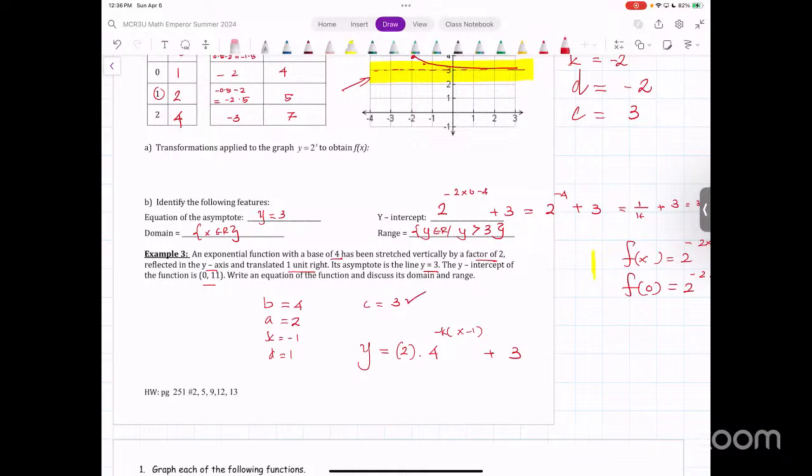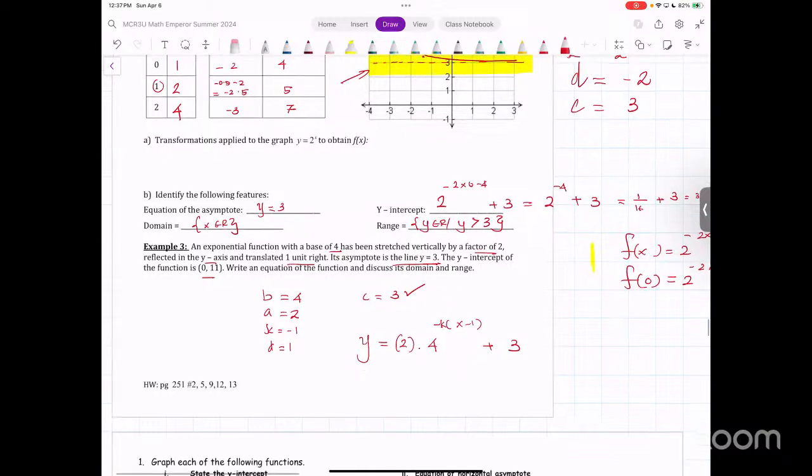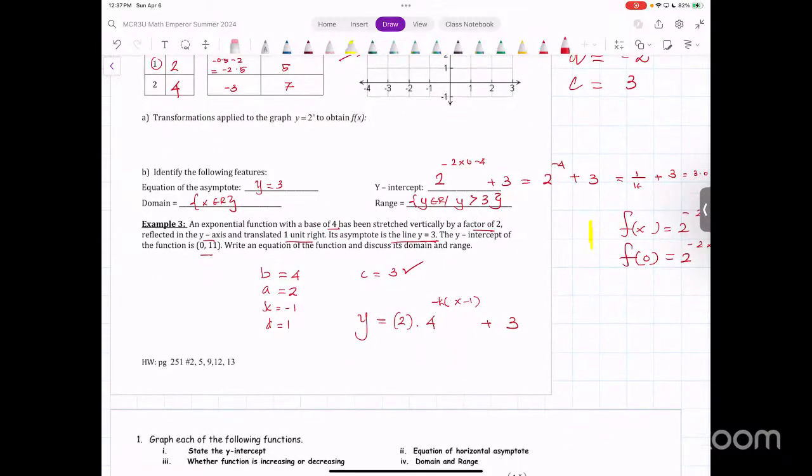So c is 3. How do you know c is 3? Because it says, and there's somewhere the 3. Oh yeah, the vertical asymptote is 3. So that is going to be 3. So we need to find a k, isn't it? So how do you find a k?